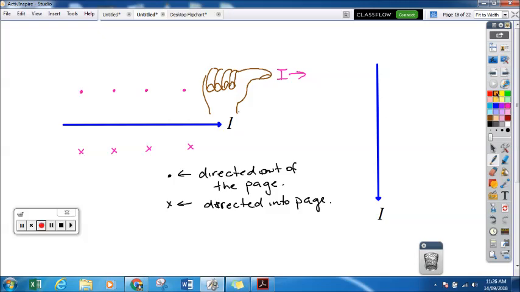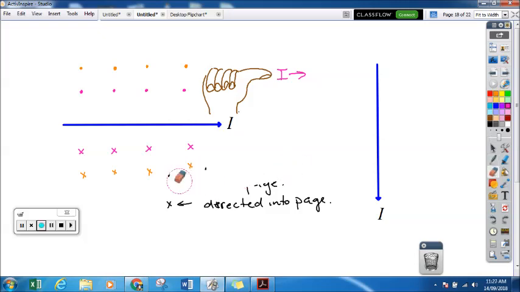There is a whole series of these dots coming out of the board on this side and into the board on this side. Out of the board, into the board.